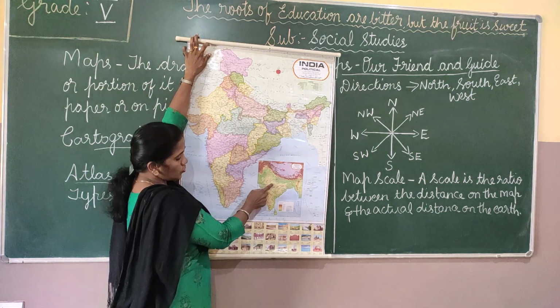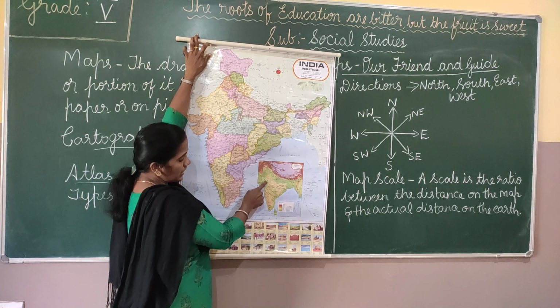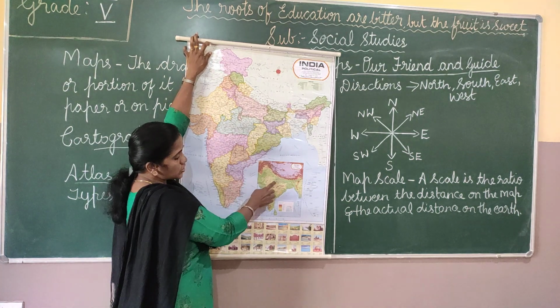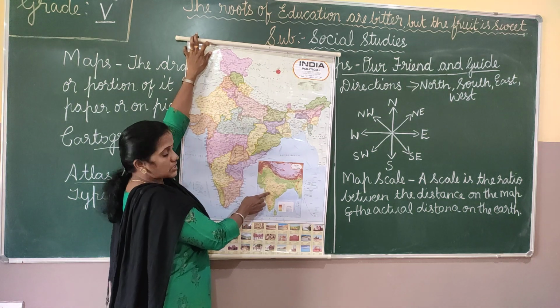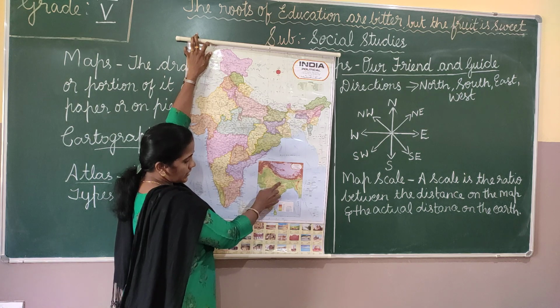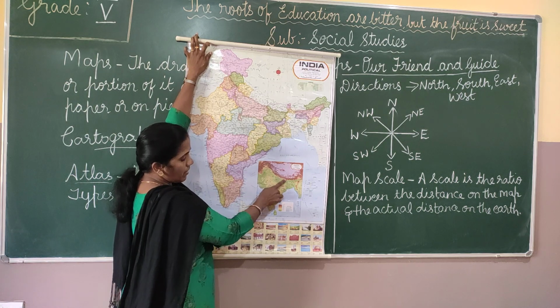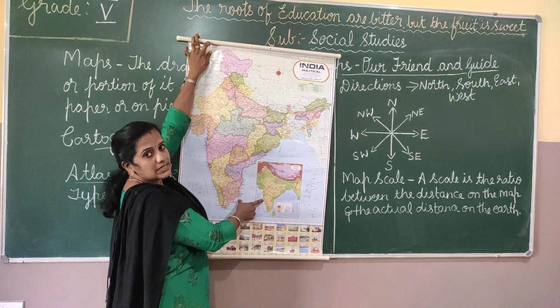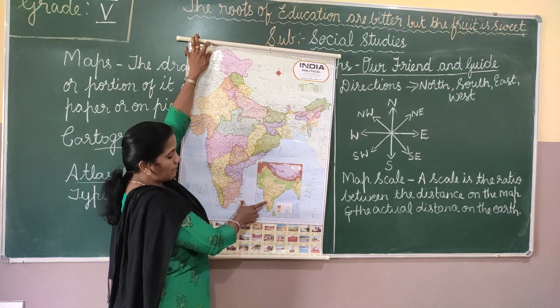So you can see here the blue color. This is the river streams. This shows us the main rivers which flow in this place, and the hills, the plains, the mountains. So these are called physical features. Physical map of India.